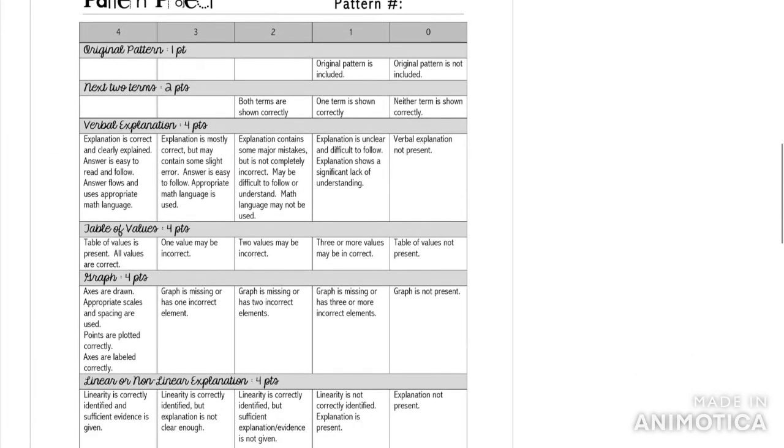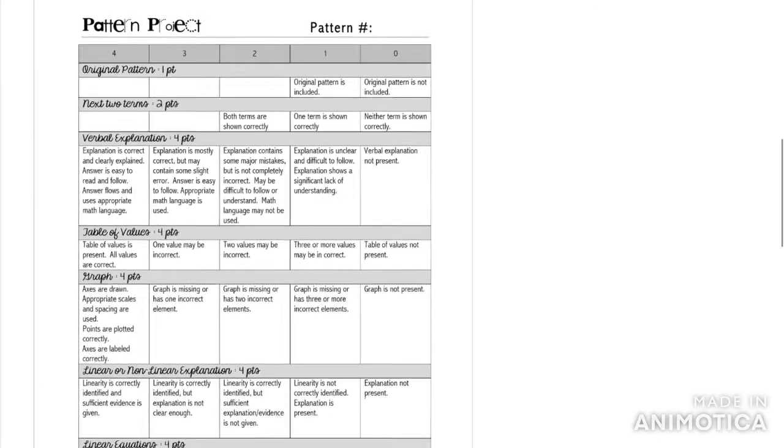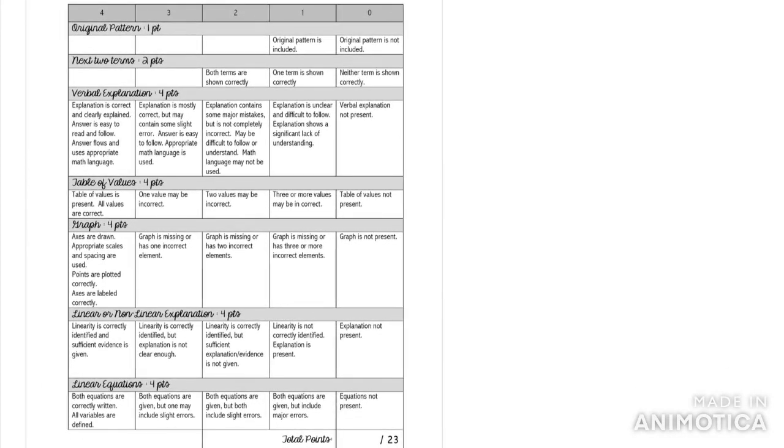So I have the full rubric here. Basically, each pattern is out of 23 points. The one exception is that the nonlinear is going to be out of 19. The reason for this is that for the nonlinear, this column is bonus.